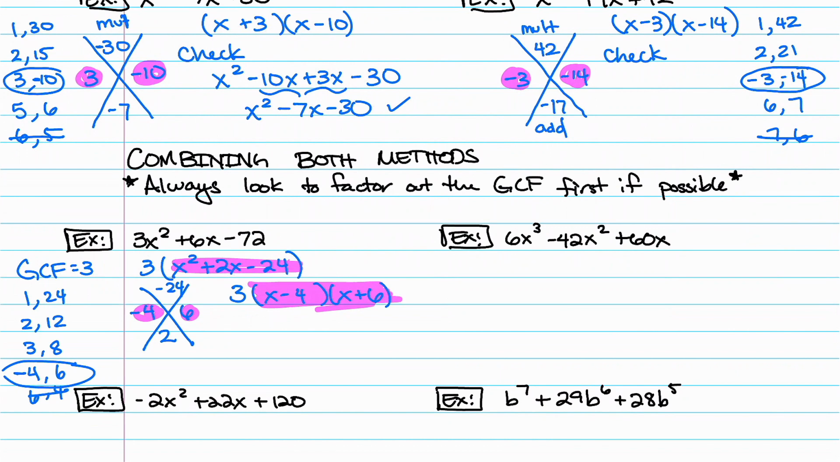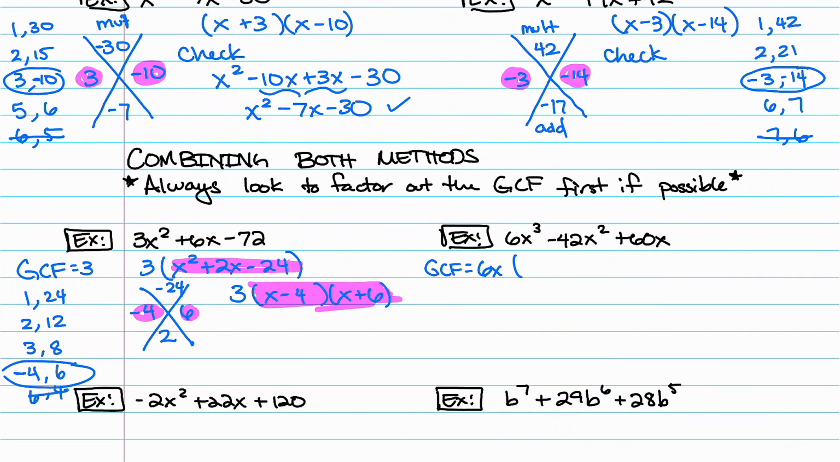All right, let's try the next one. I'm going to find the GCF first. Let's see, this has a 6, that has a 42, that has a 60. As far as the numbers are concerned, I think I can pull out a 6. This has an x cubed, this has an x squared, and that has an x. As far as the x's are concerned, I can pull out an x.